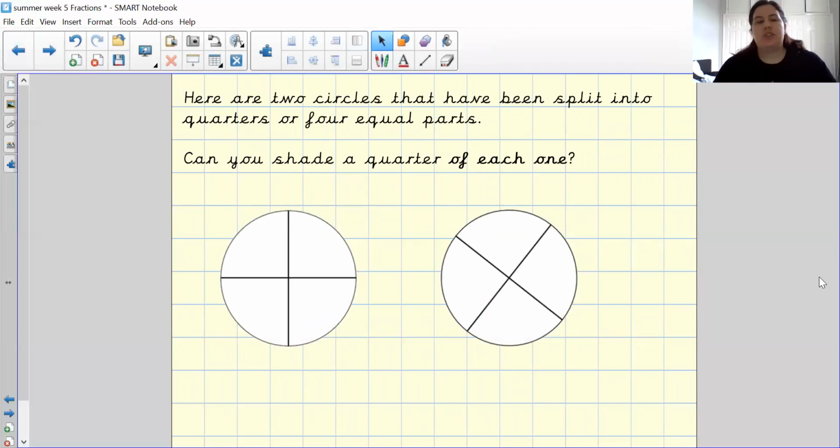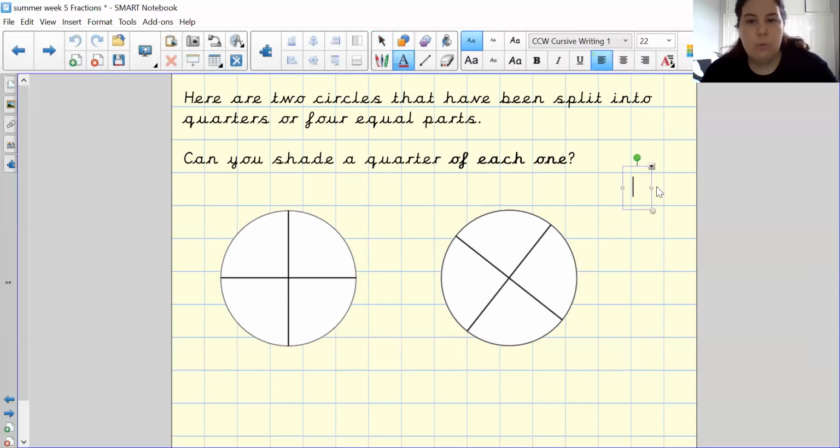So let's look at this question. Here are 2 circles that have been split into quarters for you already. I was being very generous and helpful to show you how quarters should look. But we know that quarters have to have 4 parts and each part has to be equal. Can you shade a quarter of each shape? That means you are shading 1/4.